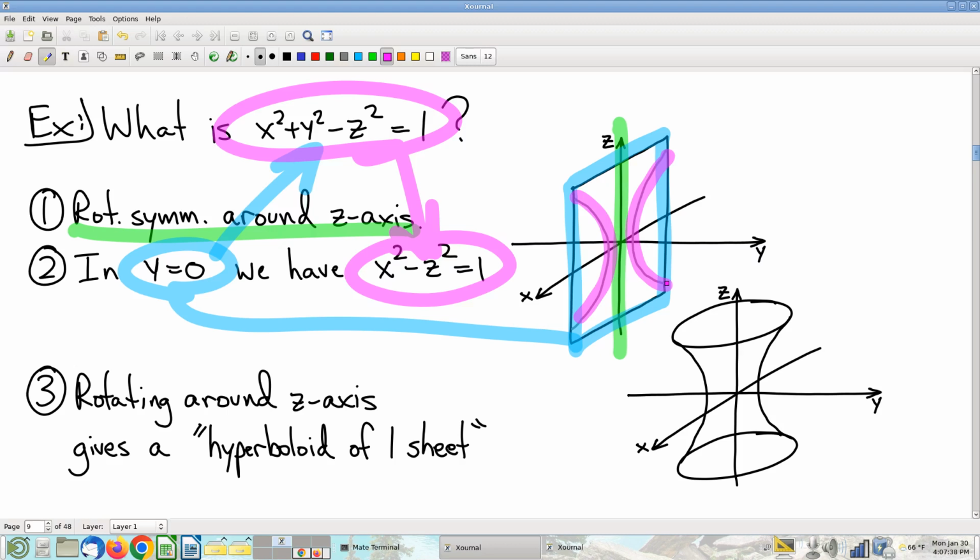Step two, we understood a cross-section. Step three, we rotate around the z-axis. What happens when you take that purple hyperbola and rotate it around the z-axis? I appeal to your geometric intuition, we get something kind of like this. Everybody with me? Yes. So we can still make the assumption about the x squared plus y squared, even though there's a constant there.